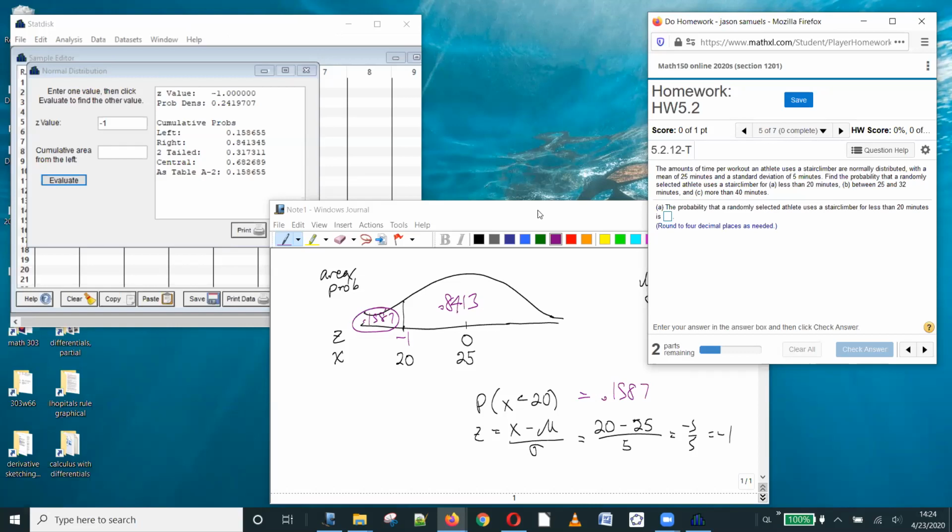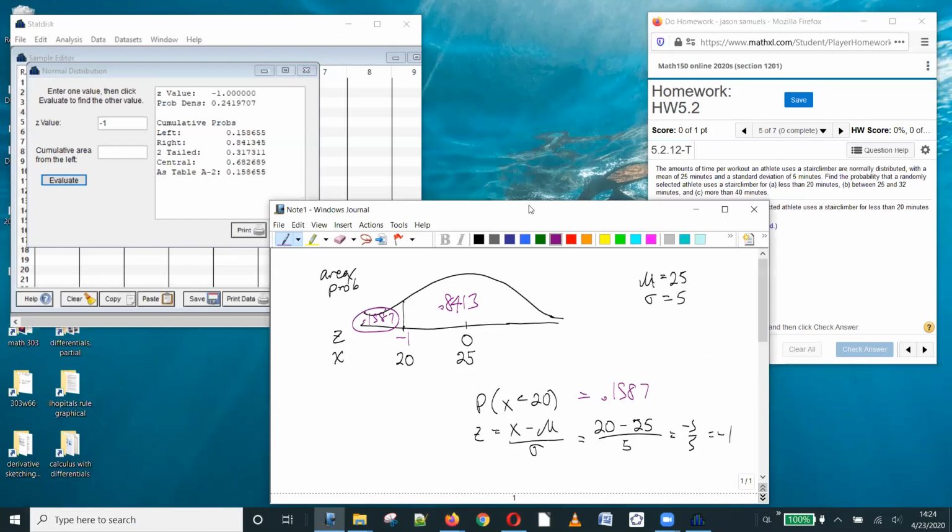The amount of time per workout an athlete uses a stair climber is normally distributed. The mean is 25, and the standard deviation is 5 minutes. So then the question is part B: what's the probability that a randomly selected athlete uses a stair climber for between 25 and 32 minutes?